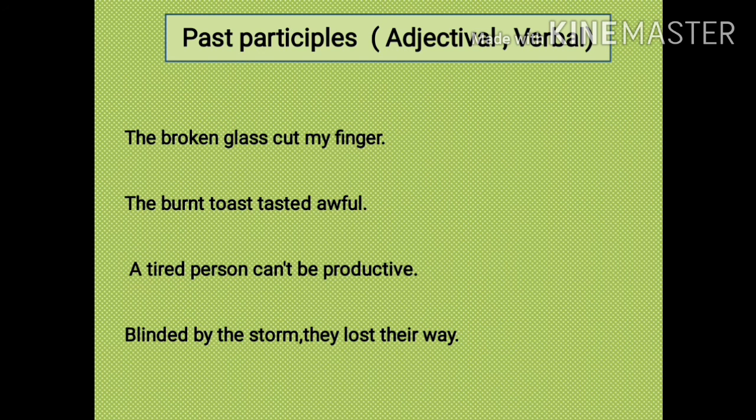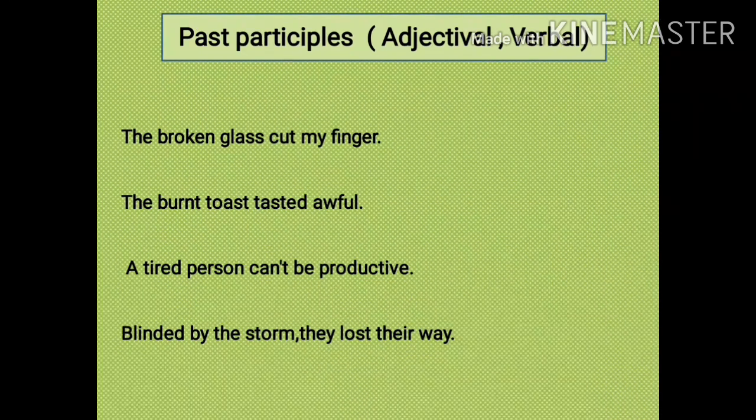Last example. Blinded by the storm, they lost their way. Which are the verbs over here? Again, lost is the main verb. Blinded is the third form of the verb. Storm is the noun here. Let us see now, does the word blinded describe the storm? Which storm? Blinded by the? We can't get the answer as blinded here. So, blinded does not describe the noun storm. So, though blinded is a past participle, it is not going to be an adjectival past participle. So, it will be a verbal past participle.